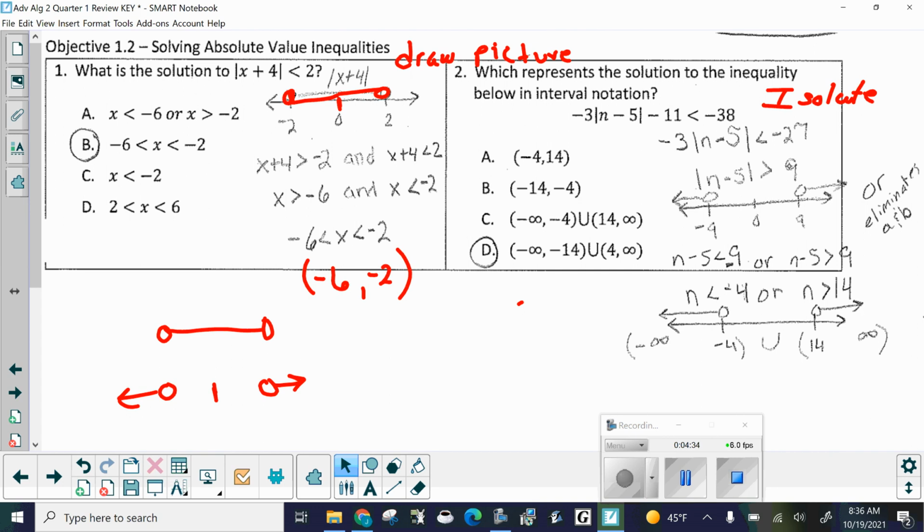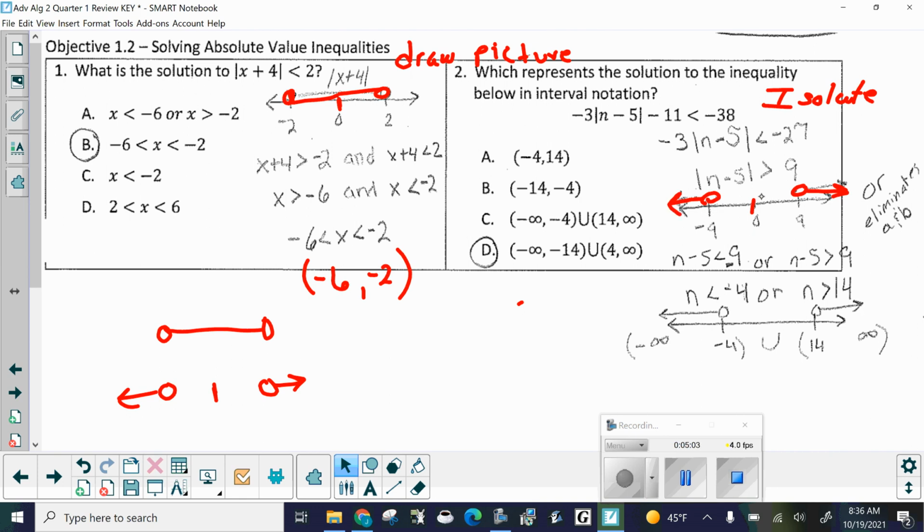Now that I have isolated, I'm going to draw my picture. I have 0 right here. This n minus 5 stuff is more than 9 steps away from 0. So I go out here to 9. I can't be at 9, but I can be anything farther away. Then I come down to negative 9. Again, I can't stand on negative 9, but anything farther away from 0 would be okay.